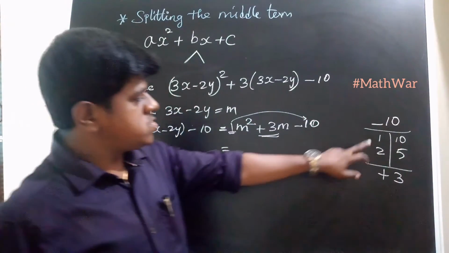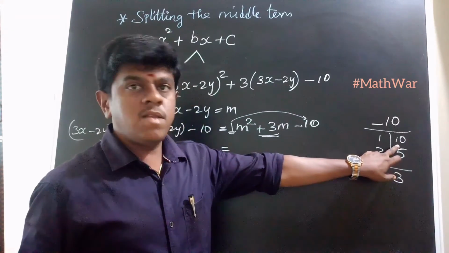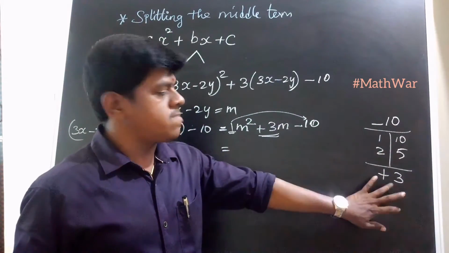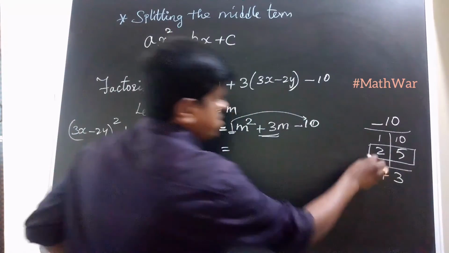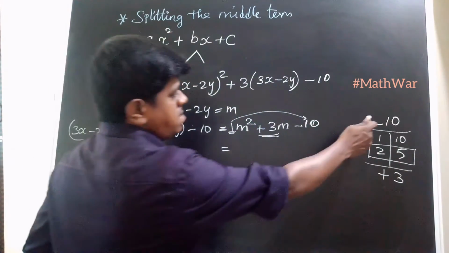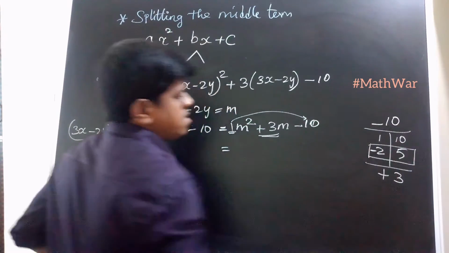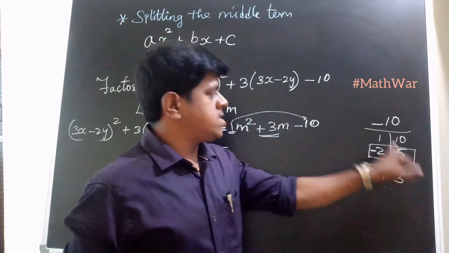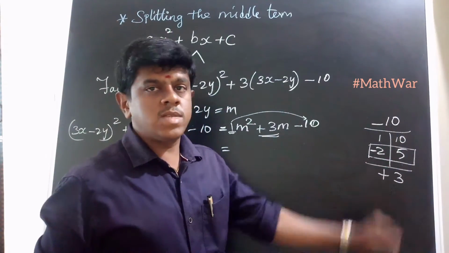Now we should choose. If you choose 1 and 10, even if you subtract, maximum 9 will come or 11 will come. You won't get plus 3. So automatically we can go with 5 and 2. You can choose 2 and 5. We need minus 10 and plus 3. So automatically the signs will come. If you see, minus 2 into plus 5 becomes minus 10 and minus 2 plus 5 becomes plus 3. So it is correct.